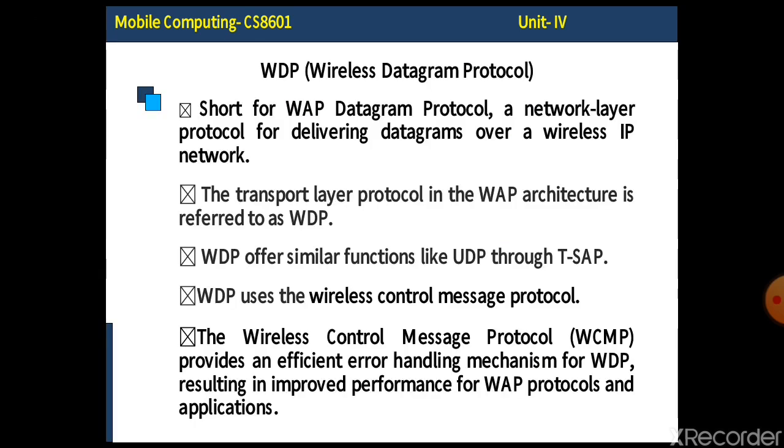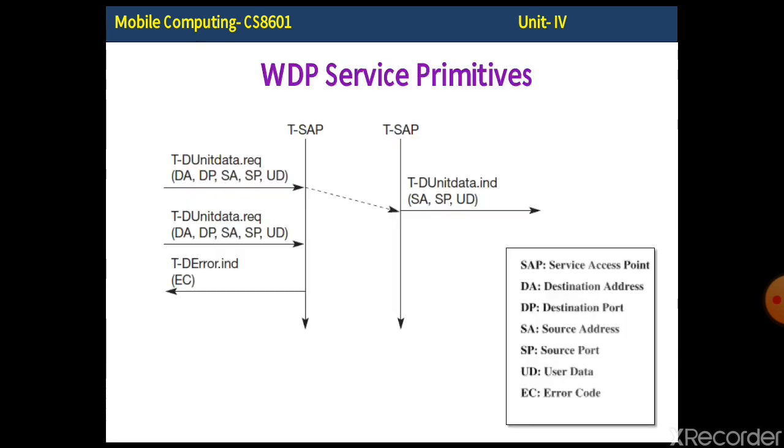Now we are going to discuss the wireless datagram protocol. The wireless datagram protocol is specifically designed to move datagram packets from the wireless network to the external network. It uses the wireless control message protocol to specifically handle errors. The reason is to improve the performance of the web protocol and applications. Next we are going to discuss the wireless datagram protocol service primitives. On both sides you can see the TSAPs, the service access points of two different layers.